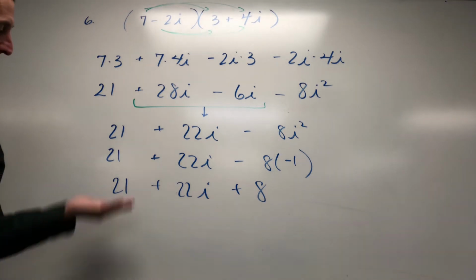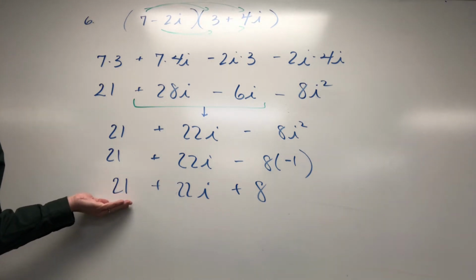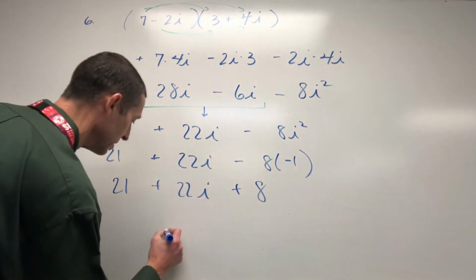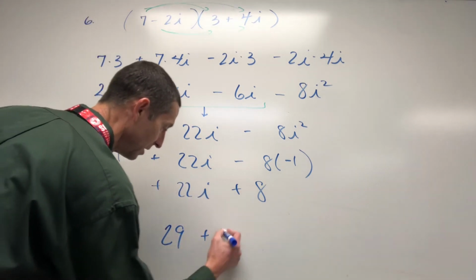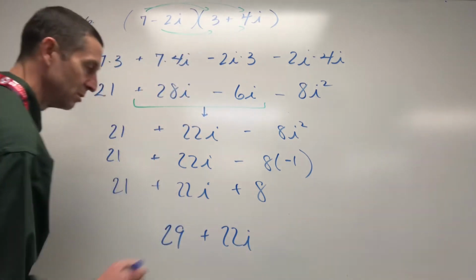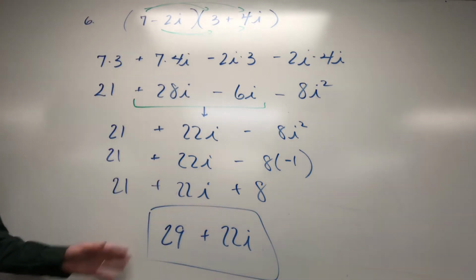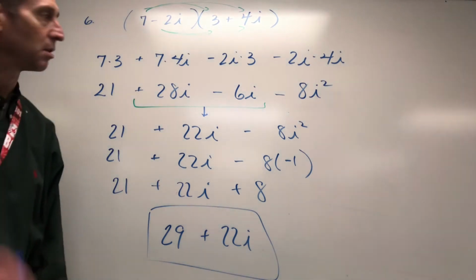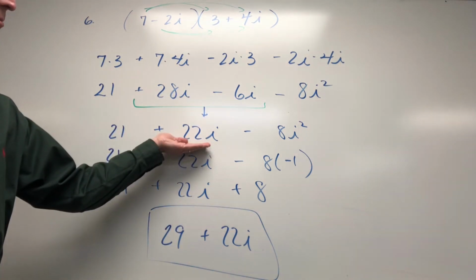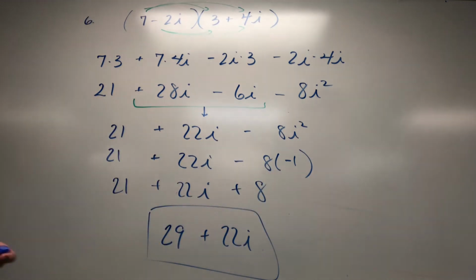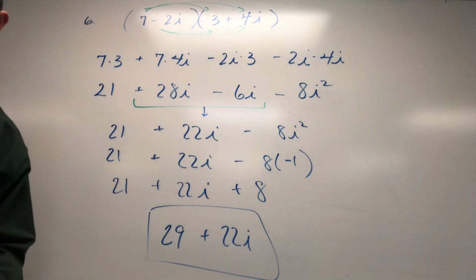Looks like I got one last thing to do. I got a 21 that's a regular number. I've got an 8 that's a regular number. I put them together. 21 plus 8, 29 plus 22i. And we got it in standard form at the end too. Okay, so things to look out for, like terms, right there in the middle. I squared becomes negative 1. Woo! A lot of stuff going on in that problem.